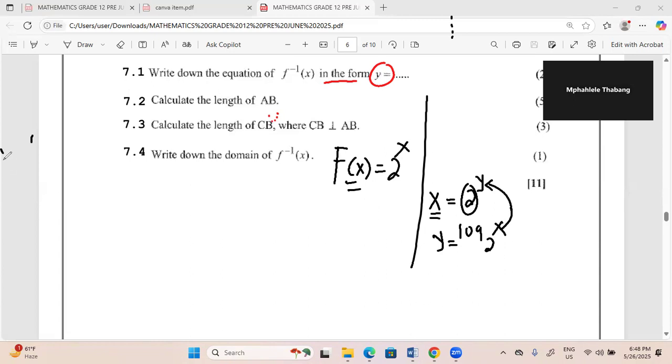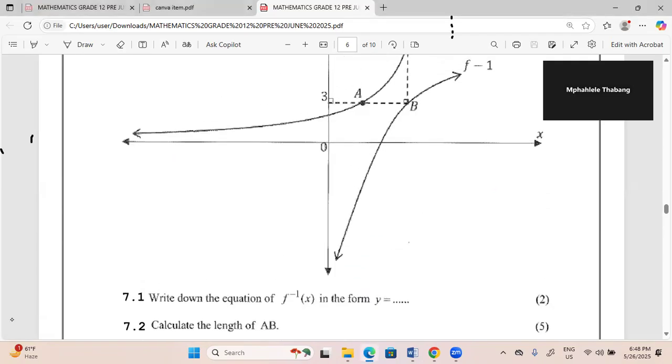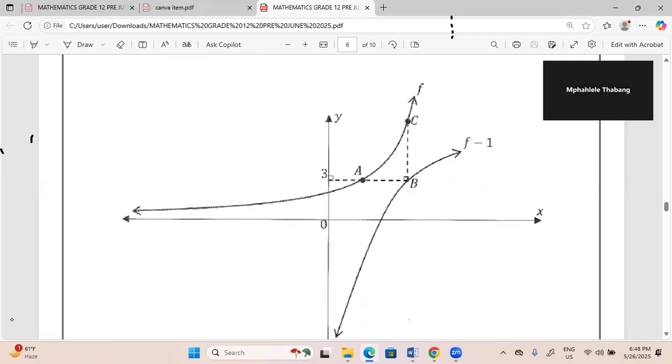Okay. Now they say calculate the length of AB. So let me look at A. Find the distance from A to B. So what is it looking for? The length of AB. It will be a good idea to have the coordinates of A and also the coordinates of B. If we have the coordinates of A and B, it will be easy to find the length of AB.